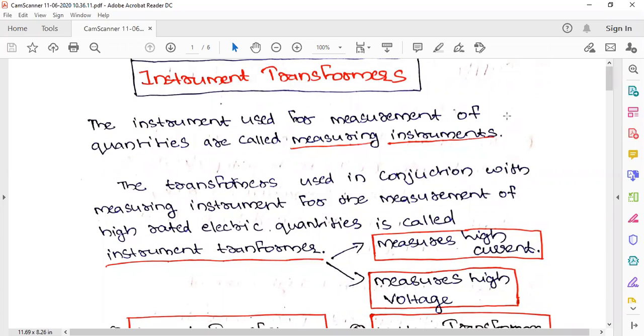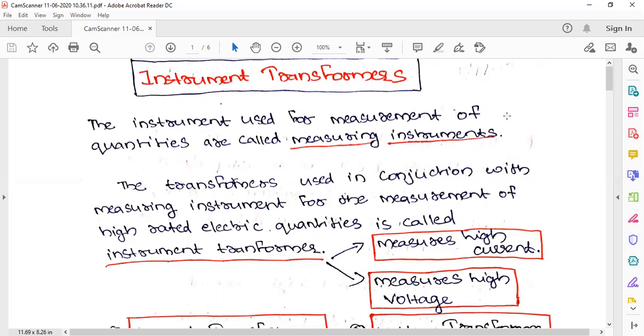So instrument transformers are actually used for measuring purposes, because when we go outside, you can see that we will be talking about CT and PT. CT is the current transformer used for measuring high current, and PT is the potential transformer used for measuring high potentials. How we do that, we will see now.